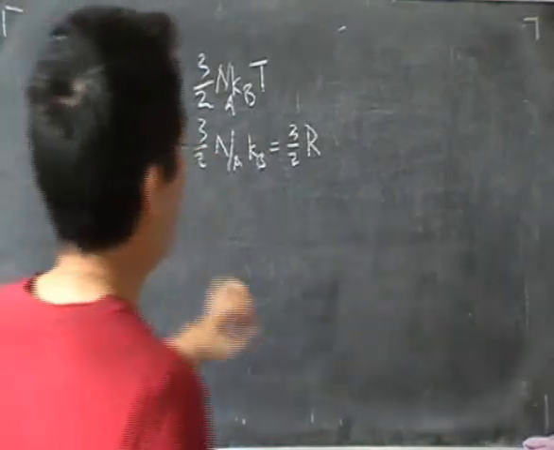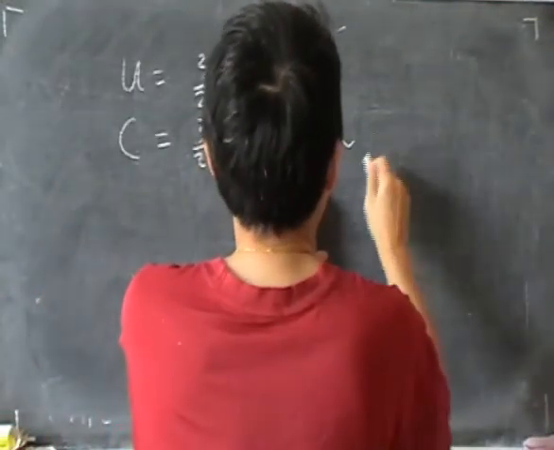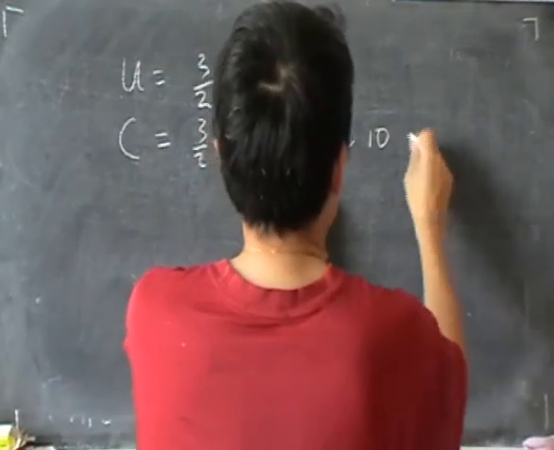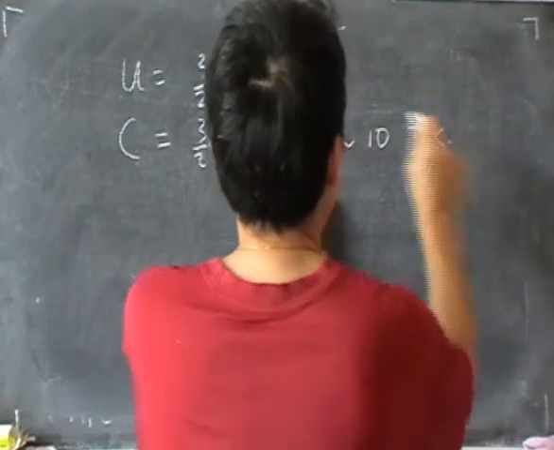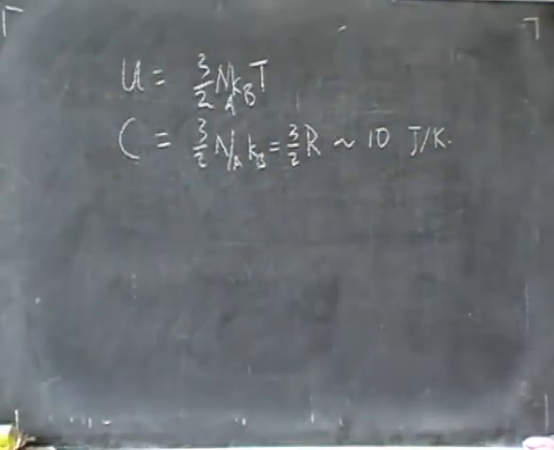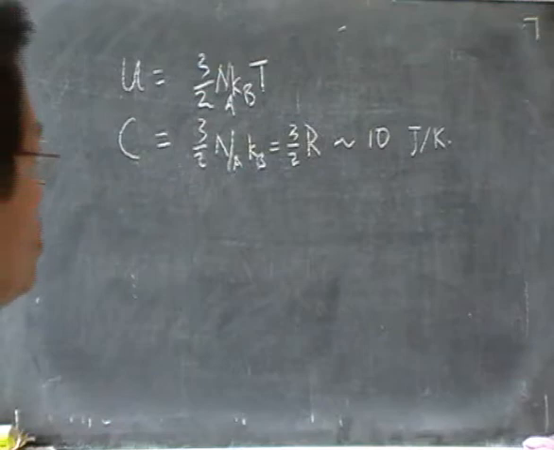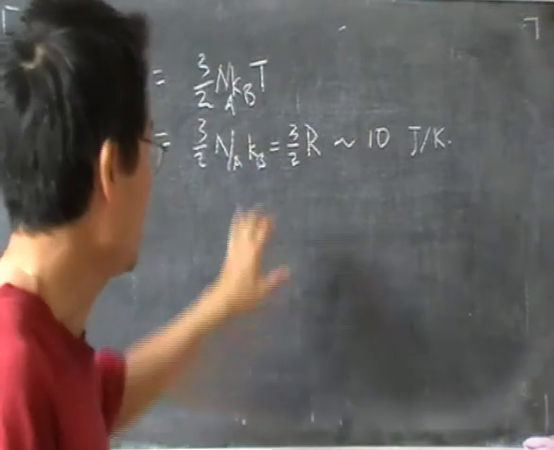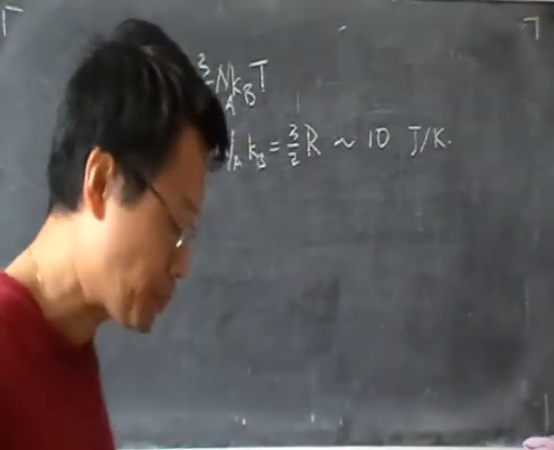And if we calculate this value, we get a value that is of the order of 10 joules per Kelvin for the heat capacity. And this doesn't even depend on the temperature.